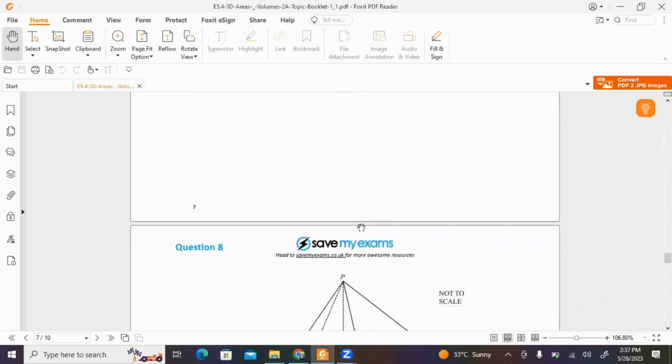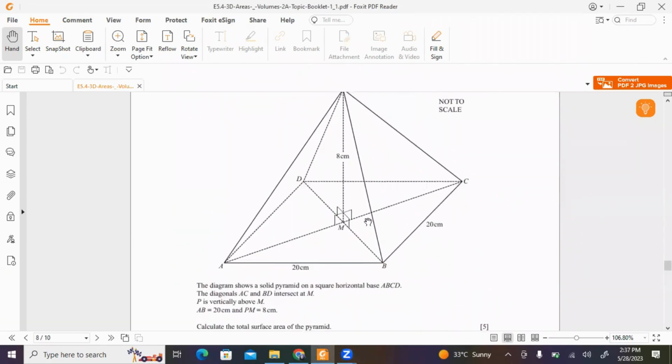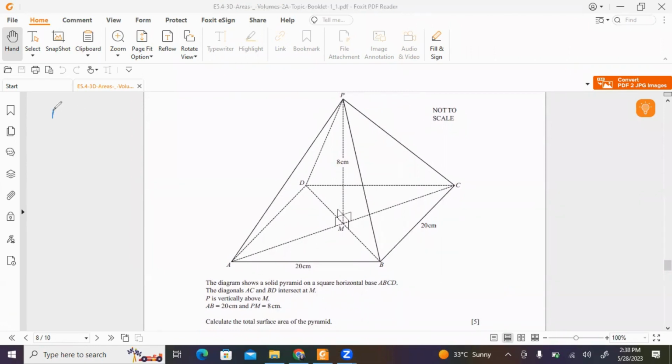Then if we move on to the next question, we have a square pyramid again, and they're asking us to find the surface area in this case. So what we're going to do is, let's begin with the base. Area of base, just a square base. So we do 20 times 20, 400 centimeters squared.